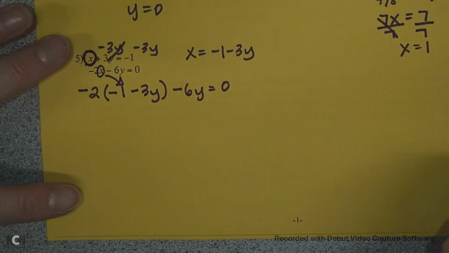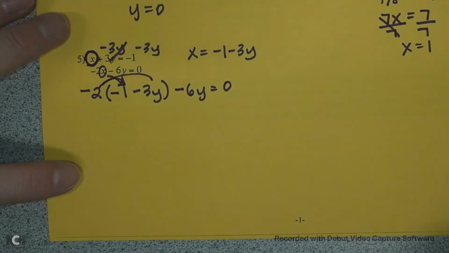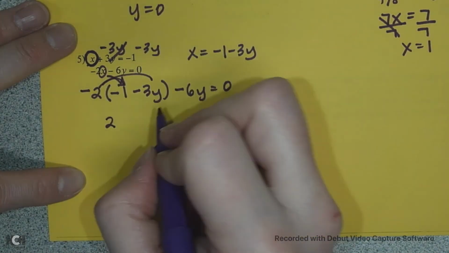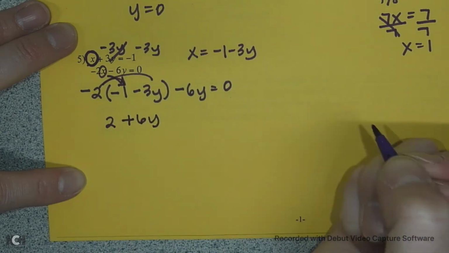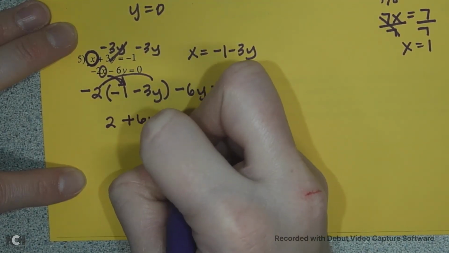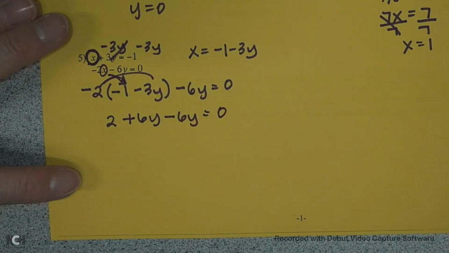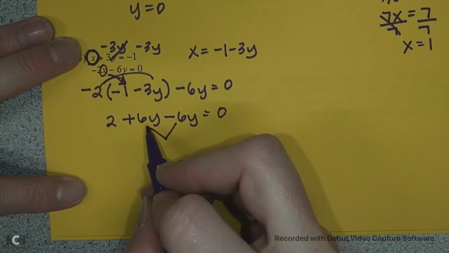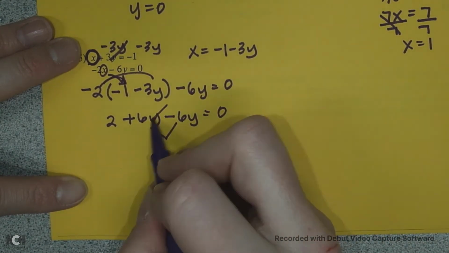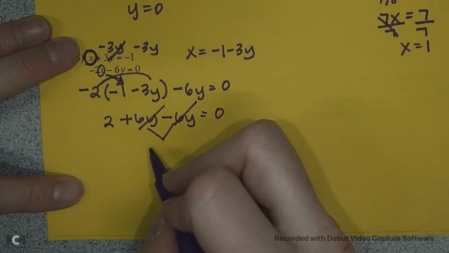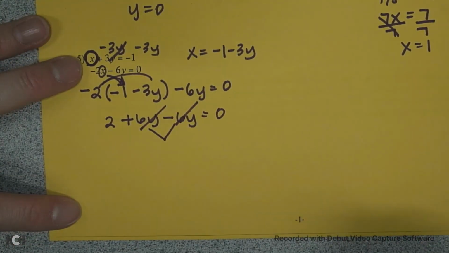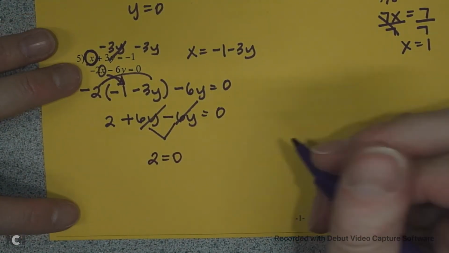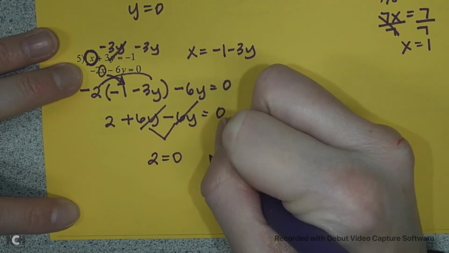Okay, now we solve for y. So we have to distribute this negative 2 to everything inside of the parentheses. Negative 2 times negative 1 is 2, and negative 2 times negative 3 is positive 6, and then you put the y on after. I still have the rest of the stuff for my equation that wasn't involved in the distribution. Now we have to get the y's by itself. Well, we're going to combine some like terms. I have 6y's and I take 6y's away. That makes them 0. We don't want to write 0y because that will mess us up, so we just cross them off. So now I've got 2 equals 0. 2 does not equal 0, so this is a no solution.